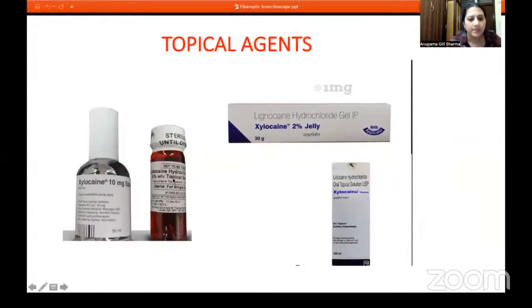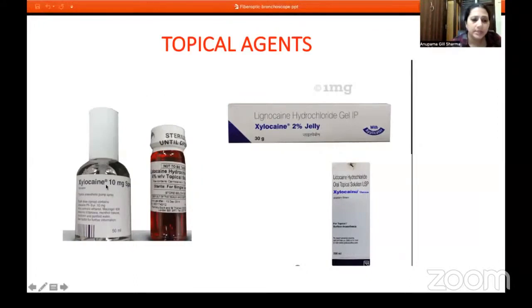The patient can be given a nebulization with a 4% xylocaine solution. The advantage is it can reach into the deeper airways, into the trachea, if the nebulization is done effectively. The disadvantage is it is time consuming. At least 15 to 20 minutes to half an hour is required, and it also depends upon the patient's cooperation, how well he inhales the fumes.